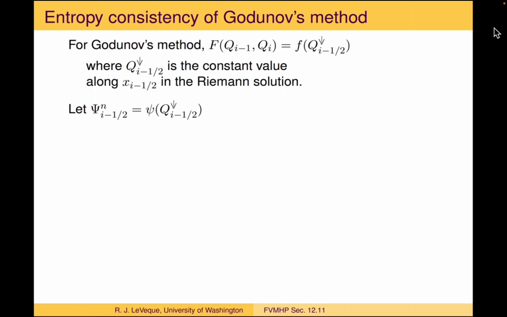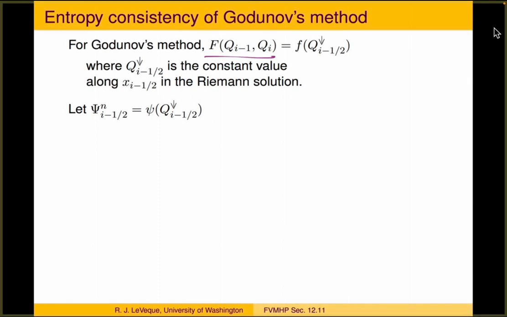But assuming that we've defined the interface flux to be f of this Q Riemann, what comes out of the Riemann solution between these two states. So if it's a rarefaction wave going this way, then the value at the cell interface would simply be the value in the left state. But if it's a transonic rarefaction wave, where the waves are spreading out here, then for this Riemann solution, we would have to use the appropriate value f evaluated at the sonic point in order for this result that we'll be talking about to be true.